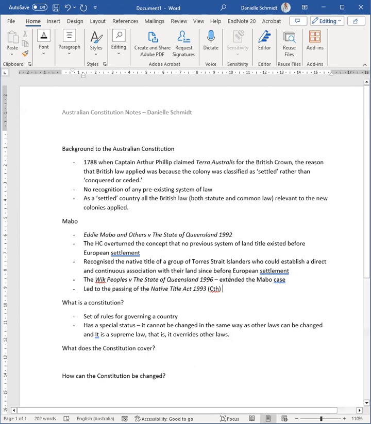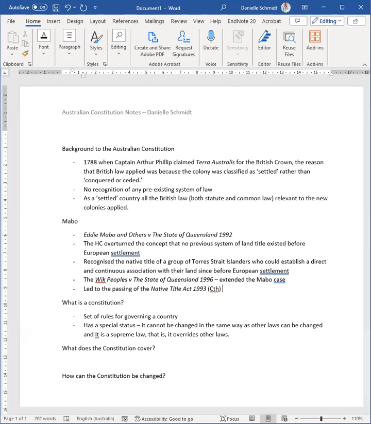Now, as we move along, the growth of the colonies and the distance from England created pressures for different governments and legal systems, and eventually each settlement was regarded as substantially independent with power to make its own laws for the peace, welfare and good government of its people. So up until this point, we've just been following the British laws.